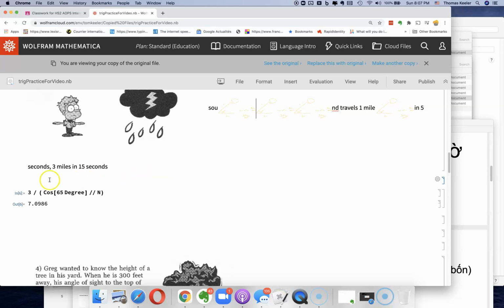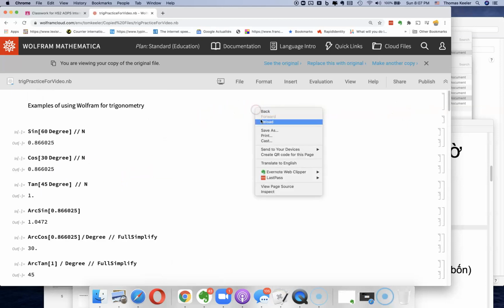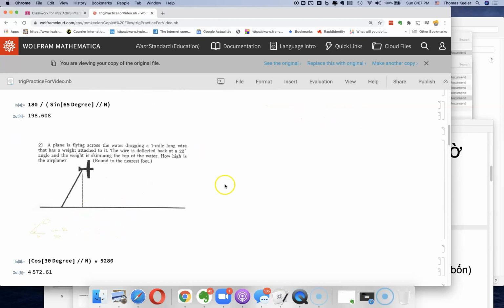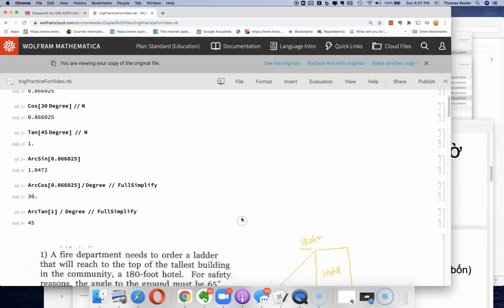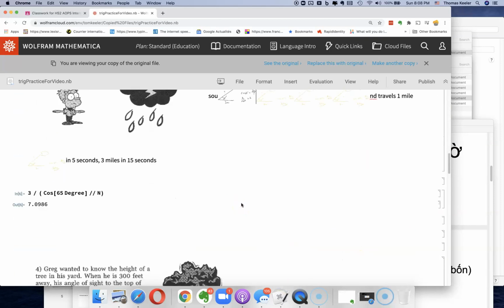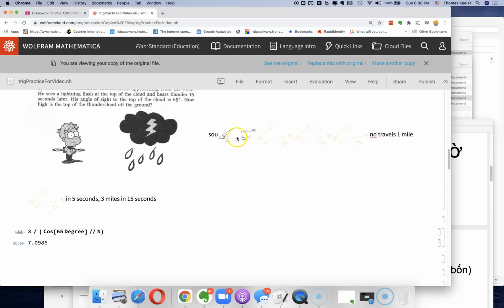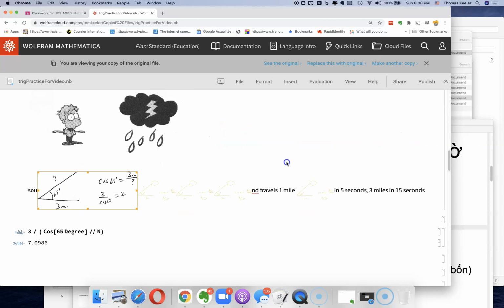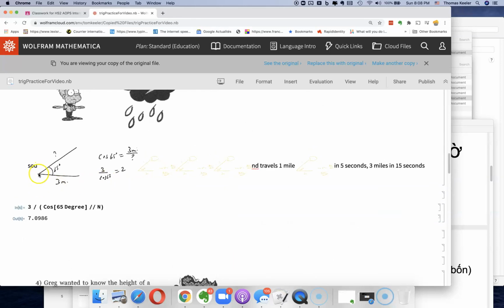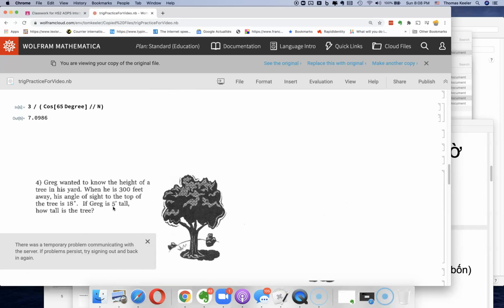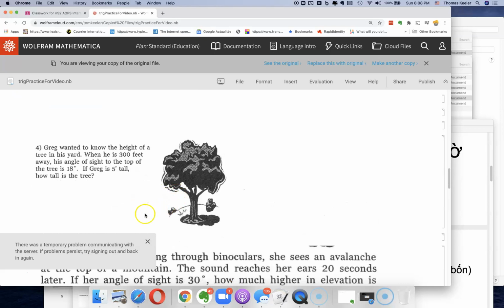Okay, so now we're going to paste it in. Okay, so now at least we can see it. Here it is, and we make it bigger. Okay, and there it is. So we say 65 degrees, 3 miles, so cosine is that, and that's how I would do it. So you can see the problem is a temporary problem.